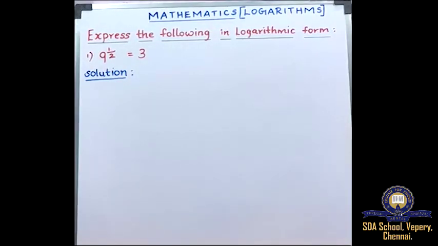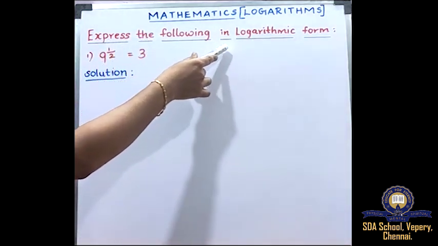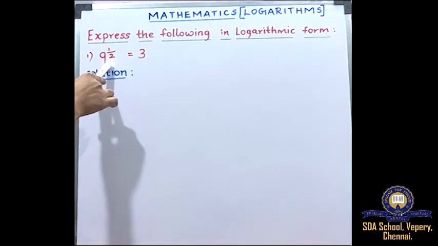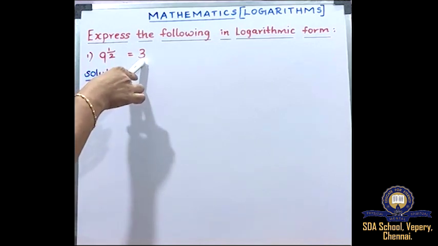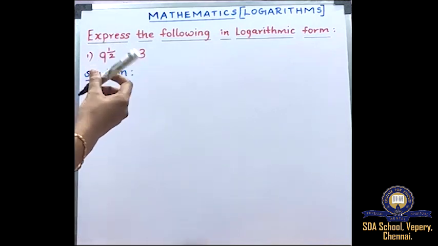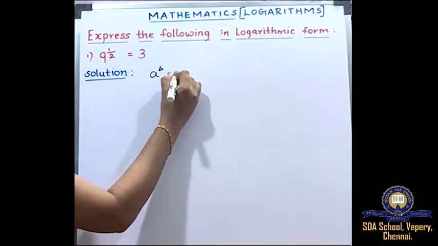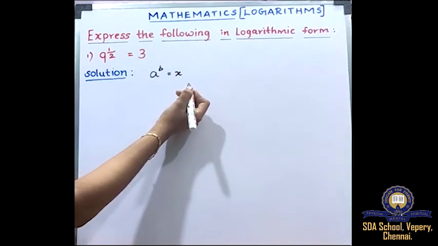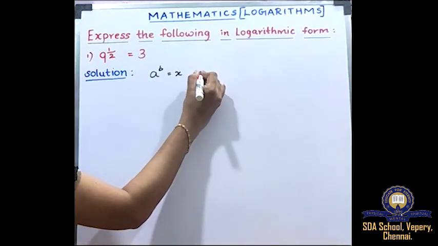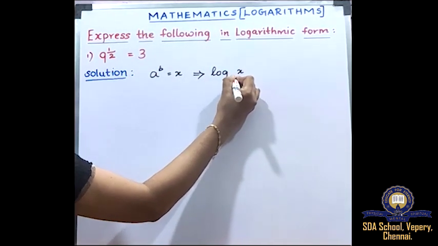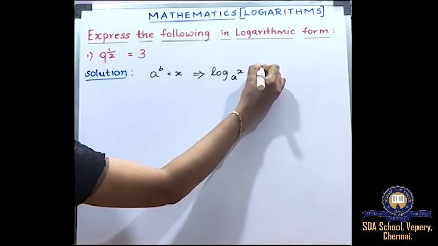Students, we are going to see sums based on logarithms. The first question is, express the following in logarithmic form. Here the given question is in the form of exponent form. We are going to convert this to the logarithmic form. According to the definition, a power b equal to x is the exponent form. How will you convert this to a logarithmic form? According to the definition, log x to the base a equals b, right?